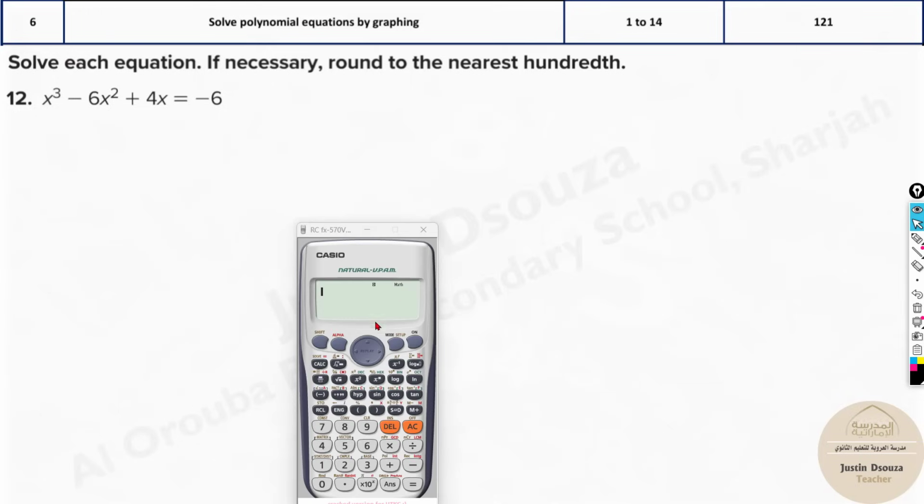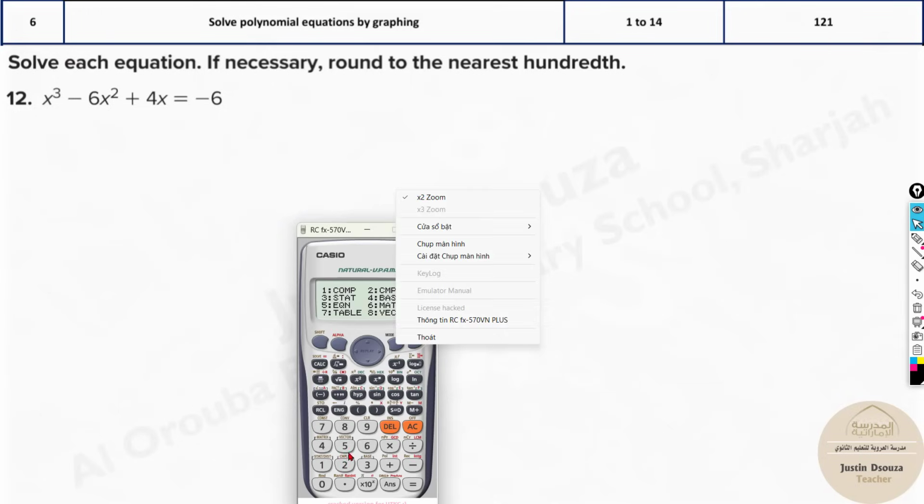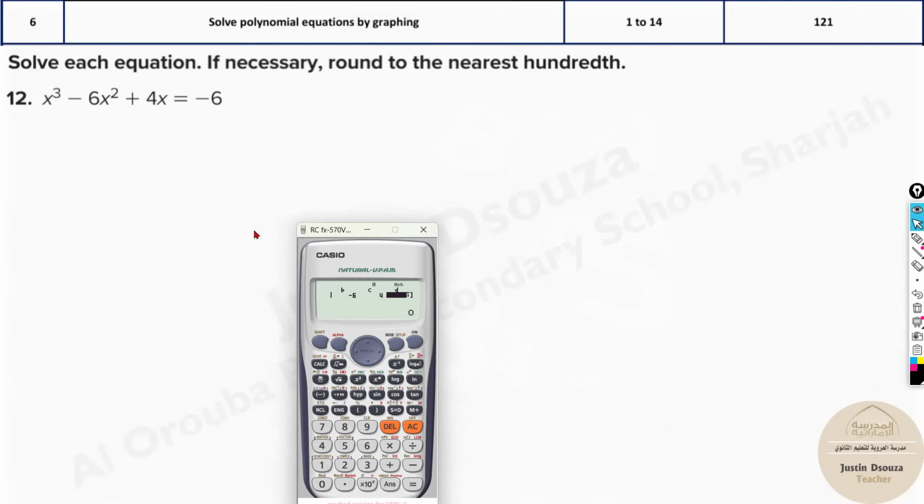Let me show you. We have done this a plenty of times now. It's mod 5 and 4, and now type in the coefficients. It's 1, minus 6, plus 4, and the constant moves to the other side, so it will be plus 6 as well, and the answer is 4.94.